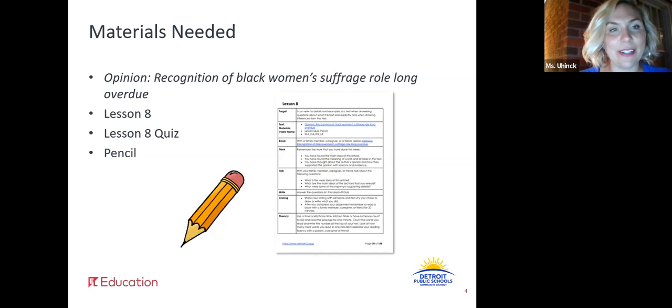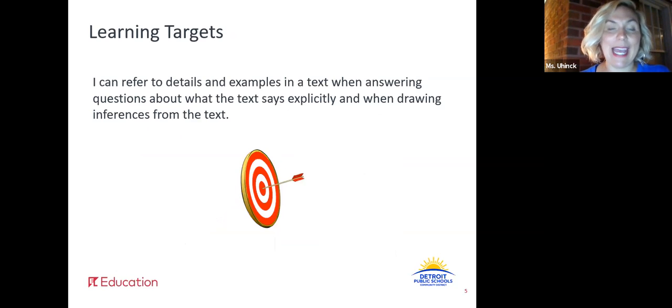All right, we have our materials, so let's look at our learning target. It says, I can refer to details and examples in a text when answering questions about what the text says explicitly and when drawing inferences from the text. Just a reminder, when the learning target says when answering questions about what the text says explicitly, it is, what does the text say? It's written right there in the text.